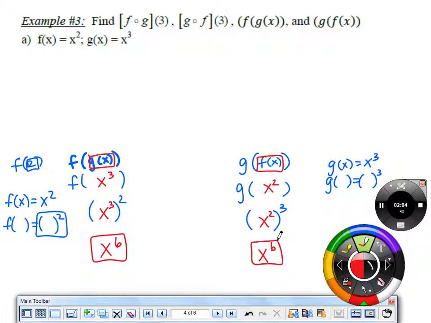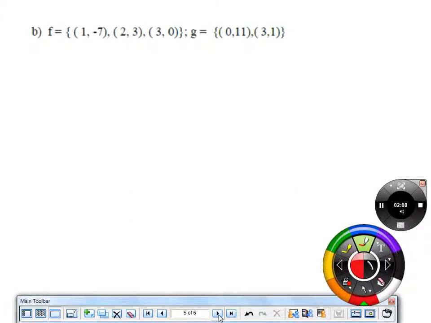Now, we won't always get the same thing. You'll see that in some of the following cases. In part B, we're going to do f of g of x and g of f of x. So f of g of x this time is going to be a set. So g of x is an outcome that we've gotten here.